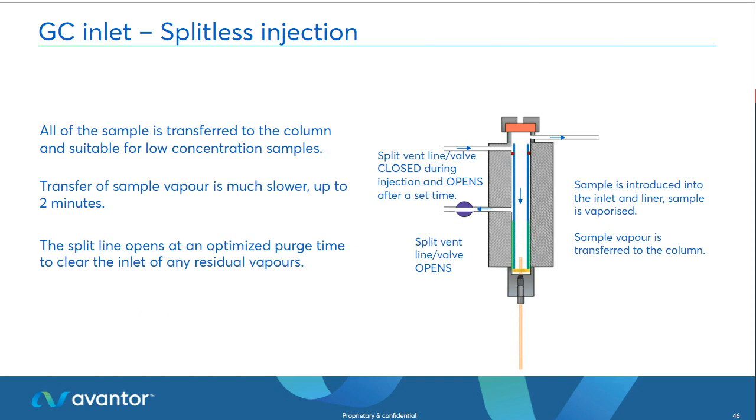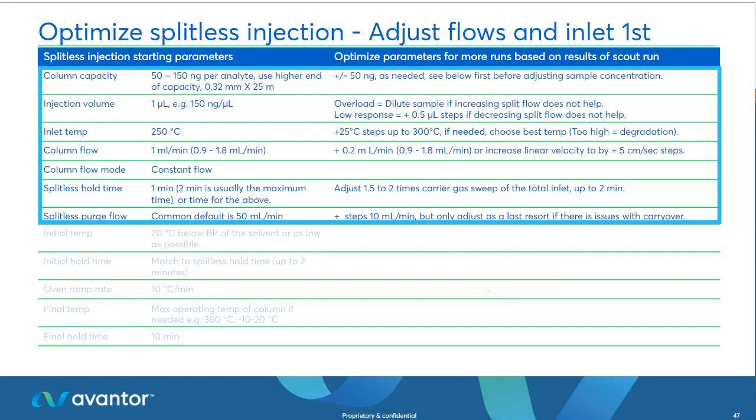And this is usually in low concentration samples, and we've got up to 2 minutes of the hold time to transfer the sample, but we do want to optimize it because having it too long or too short does cause issues. So then the main area to adjust in the splitless injection is the splitless hold time. So we need to adjust it so it's ideally 1.5 to 2 times the volume of carrier gas sweeping the total inlet. And we've got up to 2 minutes of hold time we can use.